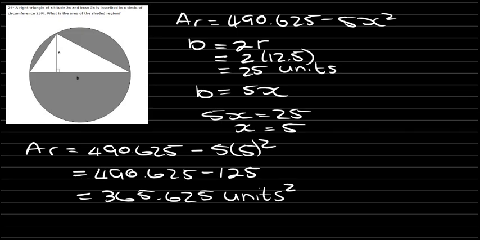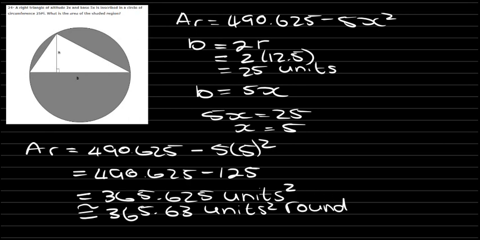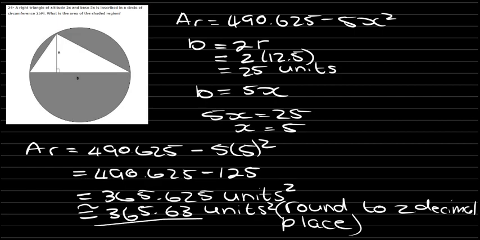We're working with an area. We can simplify this. It's approximately equal to 365.63 units squared, if they said that you must round to 2 decimal places. If this is stated, then this would be your answer. Okay, and that is the solution.